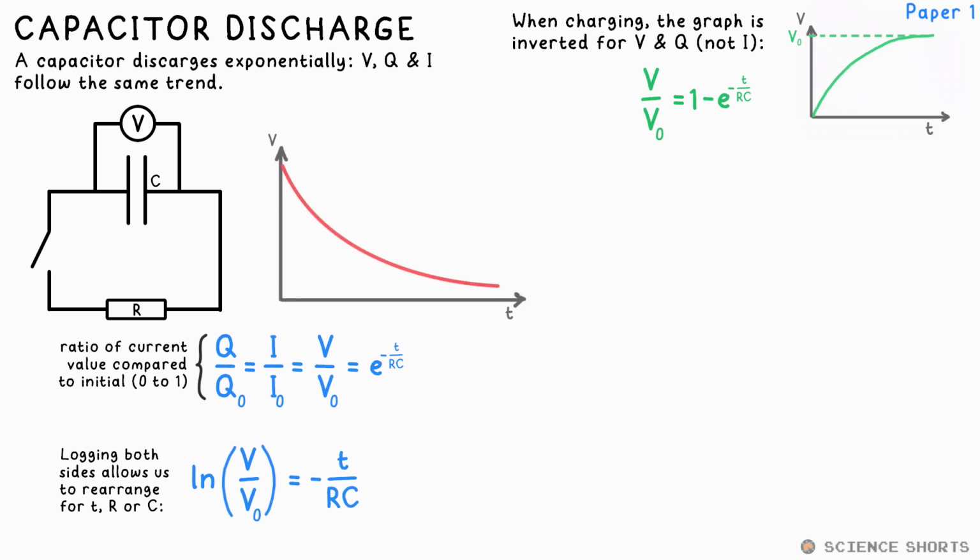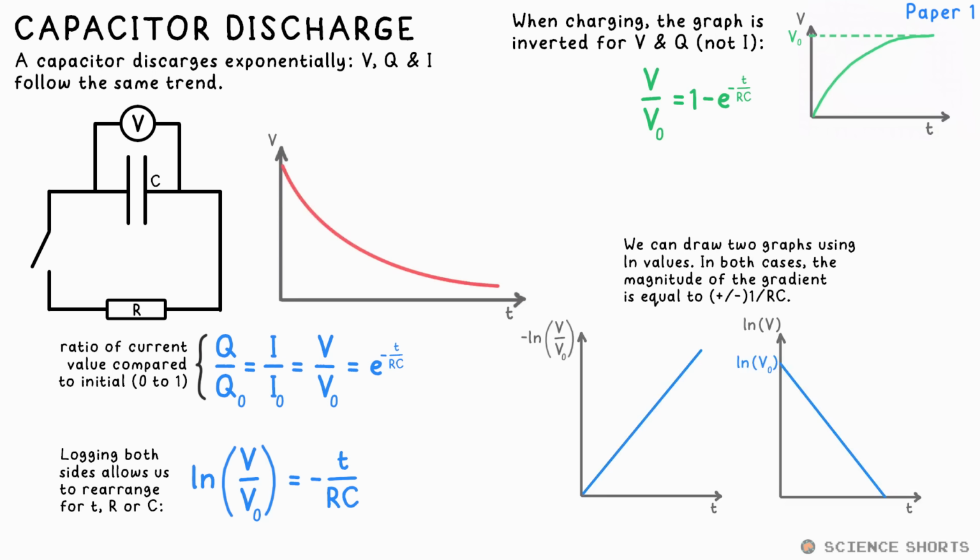To rearrange for t, R, or C, we natural log both sides, leaving us with log or ln on the left. Yes, I can say that even though it's a natural log. ln V over V0 equals minus t over RC. This is needed when doing an experiment to find an unknown capacitance. We measure V as it changes with time as it discharges. Then we can either do a graph of minus ln V over V0 against t, and the gradient will be 1 over RC, or we can use our log identities to say that ln V over V0 is equal to ln V minus ln V0.